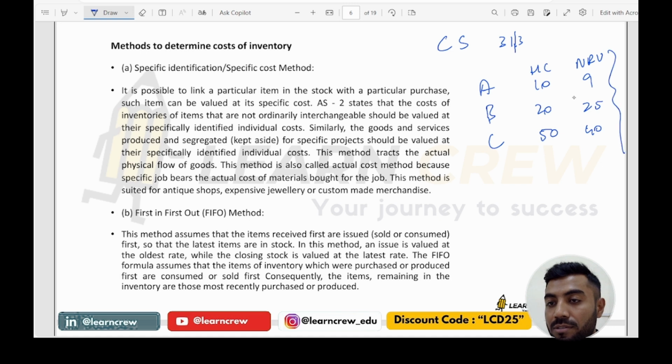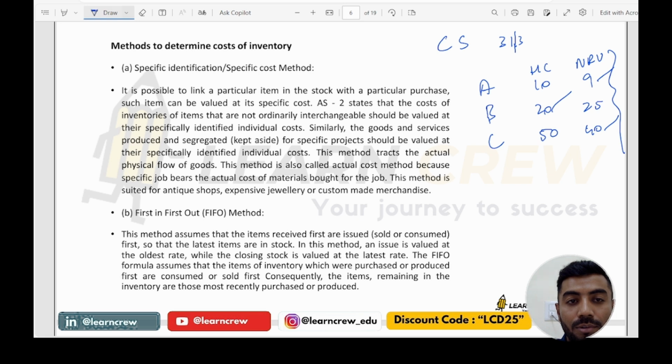So here you'll be taking cost and NRV basis. You're able to identify each stock's value, so you'll be taking cost and NRV basis, and you'll be valuing those on the closing date. This is called the specific identification method, where you're able to differentiate the stock which is there.